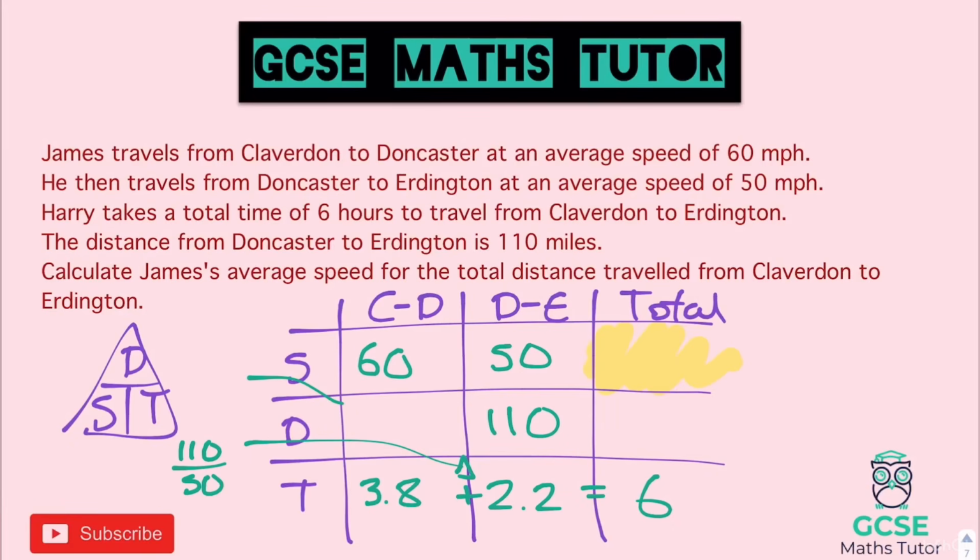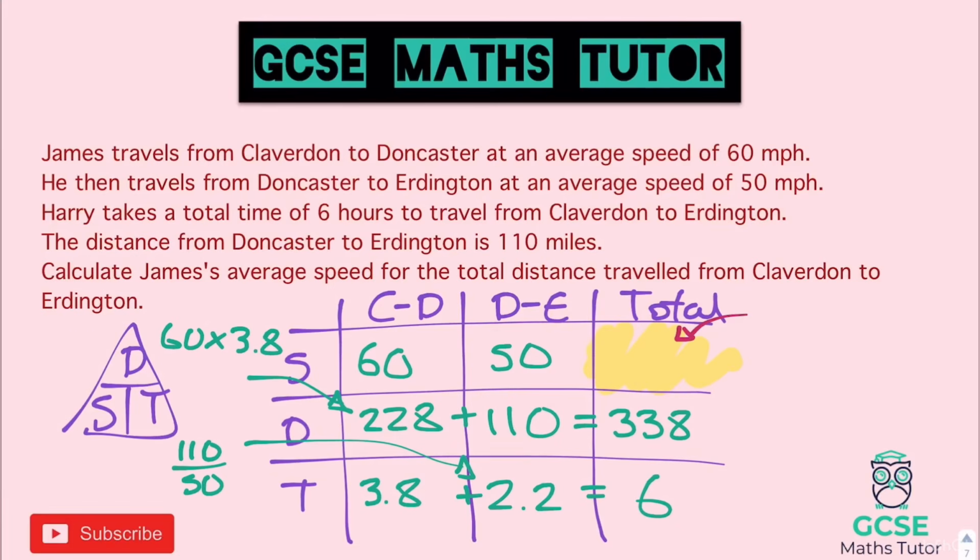So now we can work out the distance. Distance is speed times time. So we've got 60 multiplied by the 3.8. And if we times that 3.8 by 60, we get 228 miles. So now we can add those two distances together, and that tells us we've got 338 miles in total for this particular journey. So now we can finish this off.